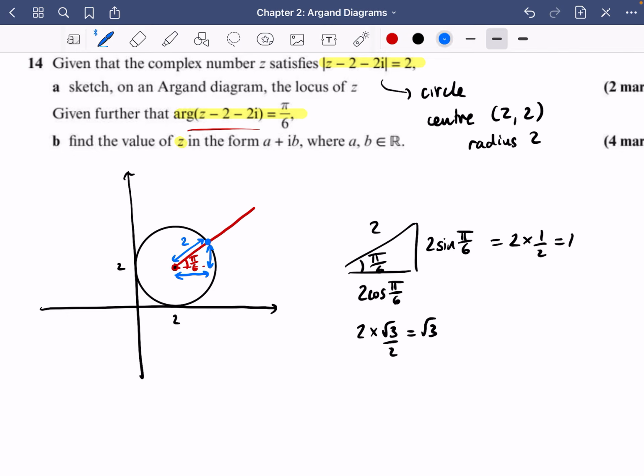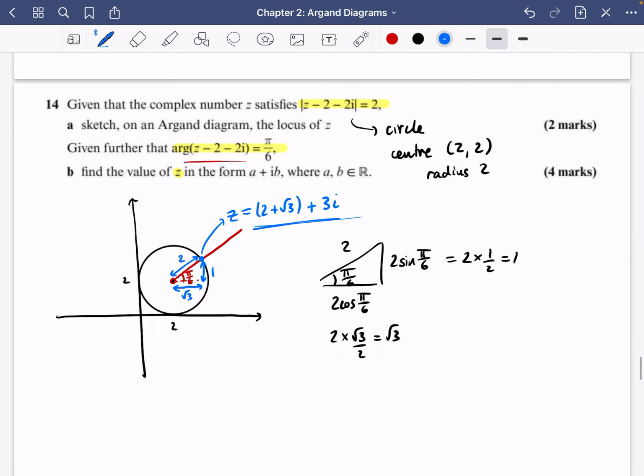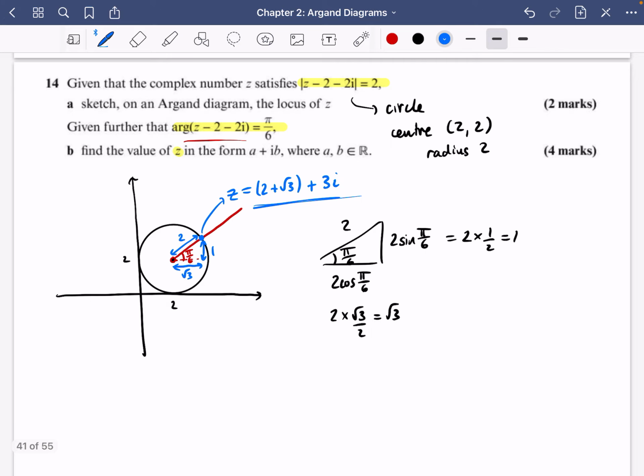So this distance on the graph is root 3, and this one is 1. So if I want to find out what this coordinate is, or what this complex number is, the real part of it, it's coming 2 across and then root 3 across. So it's 2 plus root 3. And the imaginary part is it's going 2 up and then 1 up. So it's just going to be plus 3i. How simple is that question? When you compare that to solution bank, you will definitely want to use this kind of method of drawing diagrams and labeling everything that you know here.